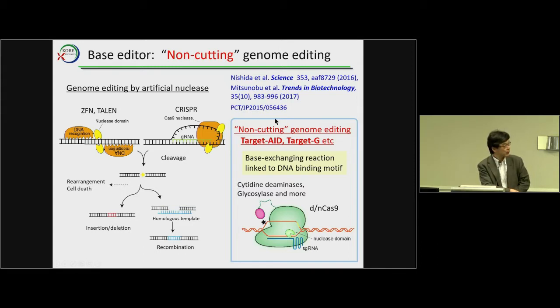The total system looks like this: cytidine deaminase, the glycosylases, and more. These kinds of base editing enzymes are linked to dead or nickase Cas9 systems. So this is the basic concept of these systems.